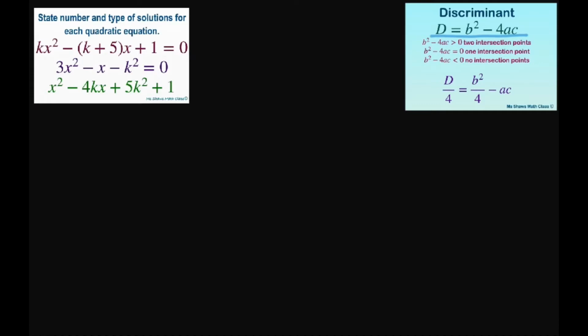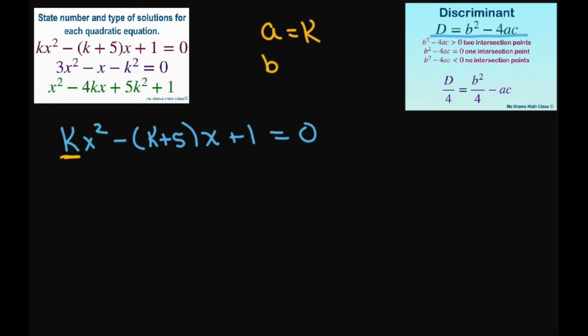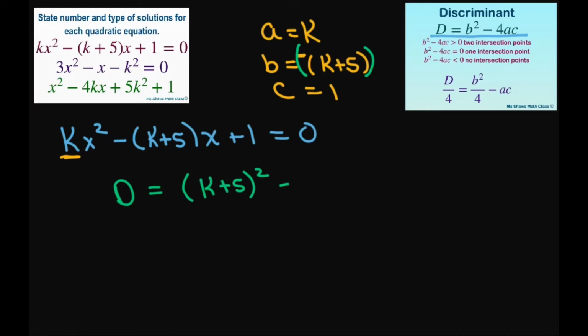For our first one, we have kx squared minus (k plus 5)x plus 1 equals 0. So for our discriminant, we need our a, this is your a, equals k. Your b is going to equal negative (k plus 5). And your c is going to equal 1. So using your discriminant, you're going to get D equals b squared. When you square this, the negative is going to go away, so we can just get rid of that. So it's going to be (k plus 5) squared minus 4 times k times c.